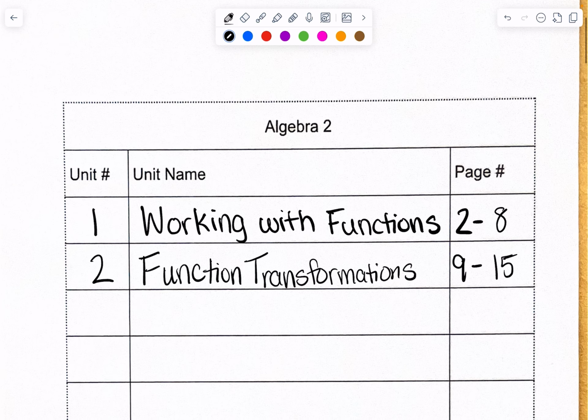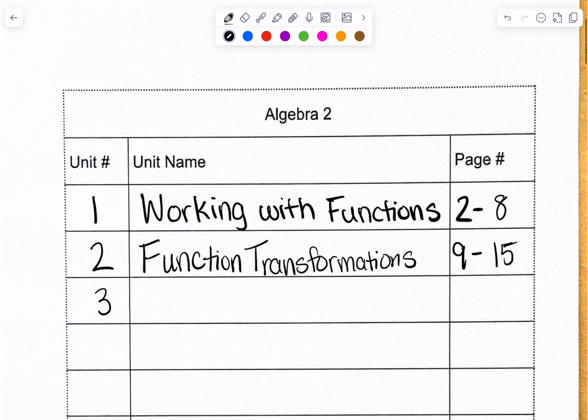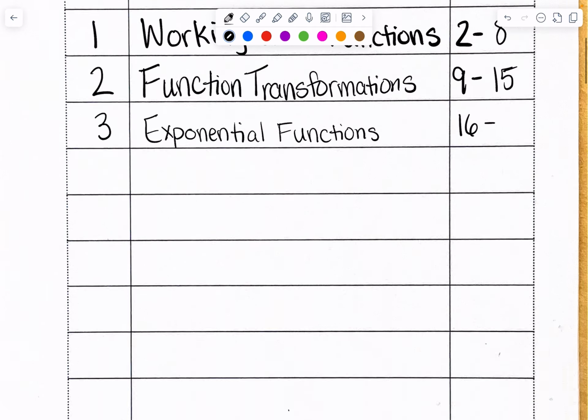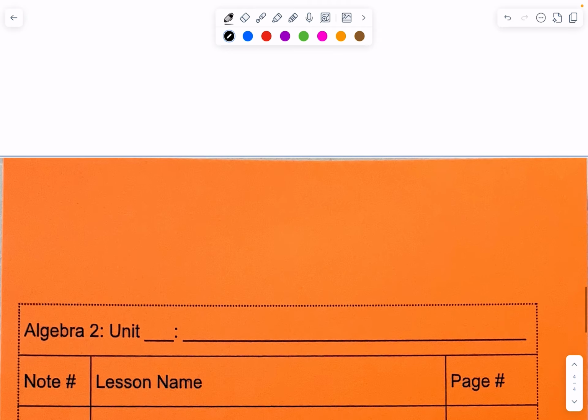Then we're going to add in unit number 3. And unit number 3 is about exponential functions. So for me, that's going to start on page 16, and I don't know where that's going to take me to yet. Once you have that written, grab that orange table of contents.